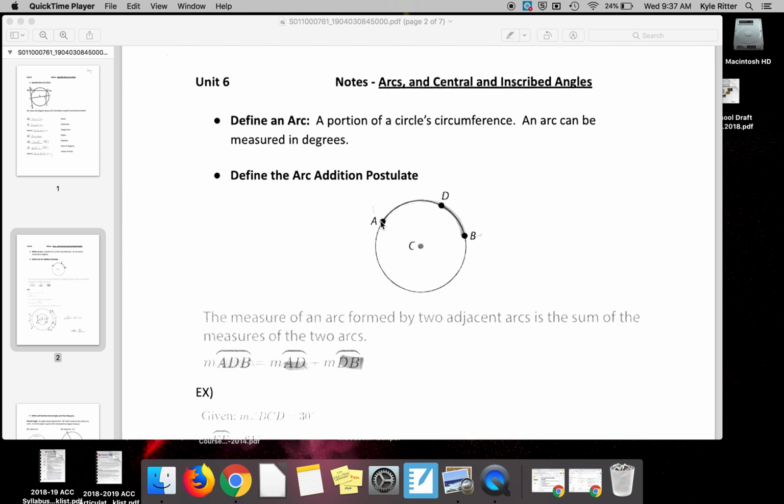So if I take this small arc from A to D and combine it with the arc from D to B, then essentially I've created this whole big arc from A over to B. So if I know the total and I know a piece, I could use subtraction and solve for my missing piece, or I could use addition and combine my smaller pieces to get my total big piece.